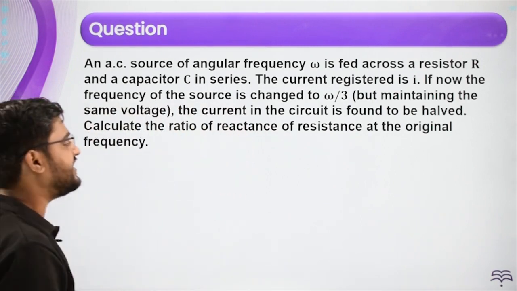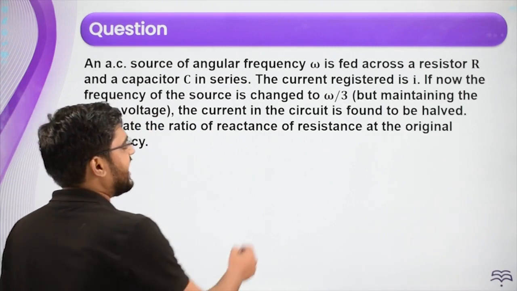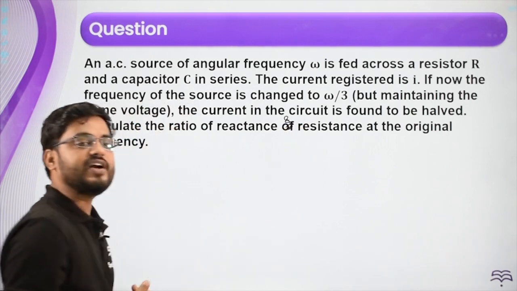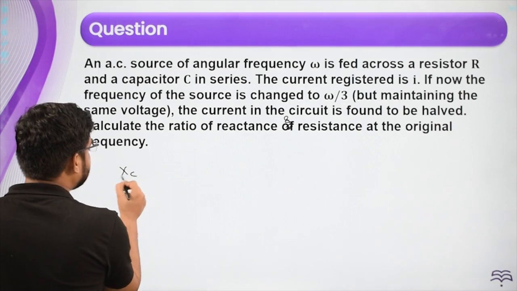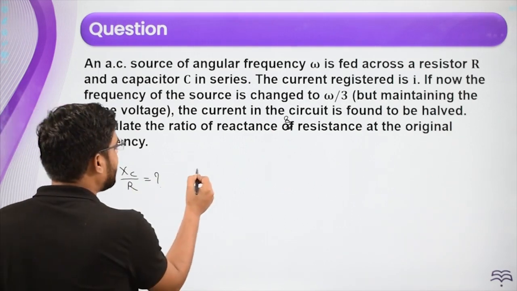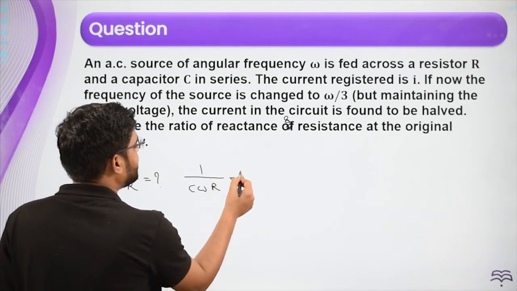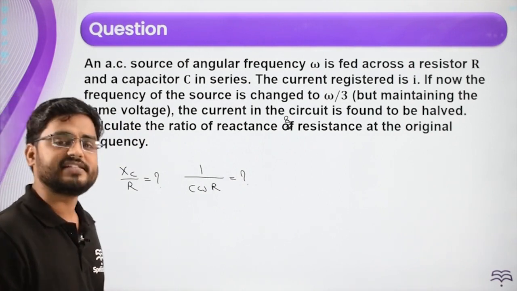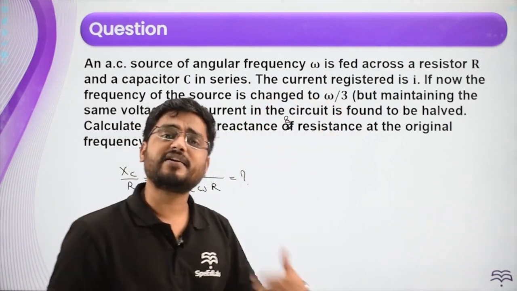Calculate the ratio of reactance and resistance. That is, they are asking what is Xc by R. So they want us to calculate Xc by R at the initial, original frequency. What is Xc? 1 by C omega, and R. This is the thing which we need to calculate at the original frequency. Now they are saying when omega becomes omega by 3, the current becomes half.